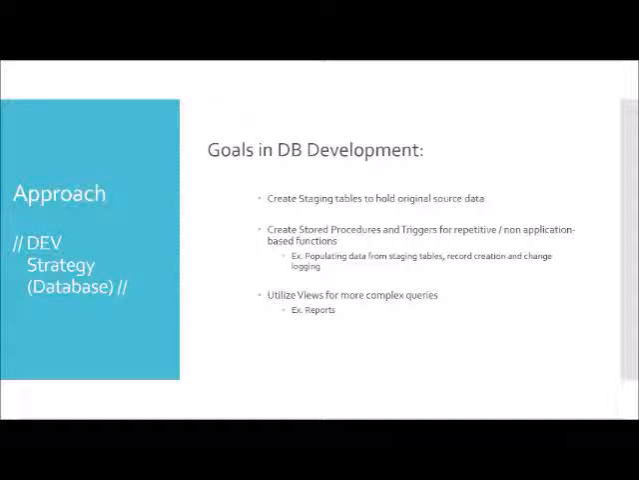Okay, so our goals, our strategy for the database development. We had a couple things we wanted to do. One of the things was creating staging tables to hold the original data that we were given. We were given data from source in CSV files and Excel files, and instead of uploading that directly to our database model, we created staging tables and uploaded to those, which we then used to populate our database. That worked out for us because we had to repopulate our database a few times, and that was a little bit easier to do from staging tables.